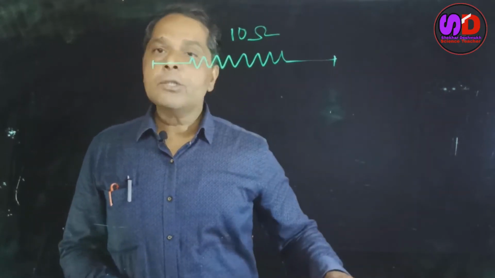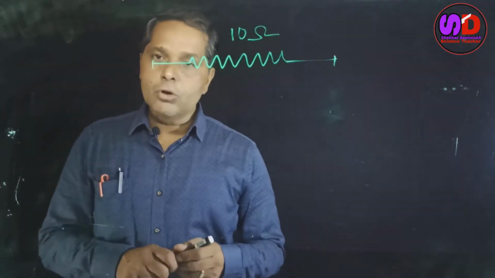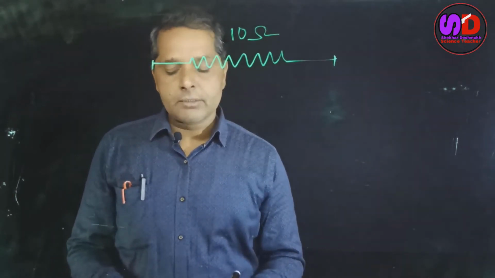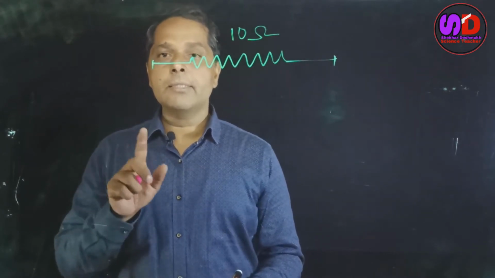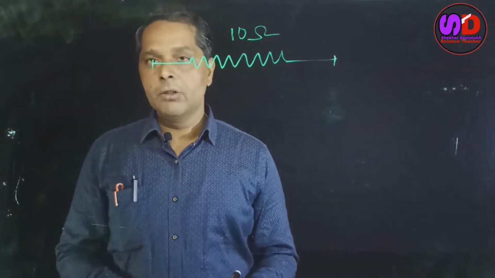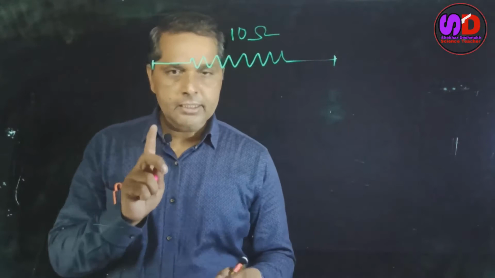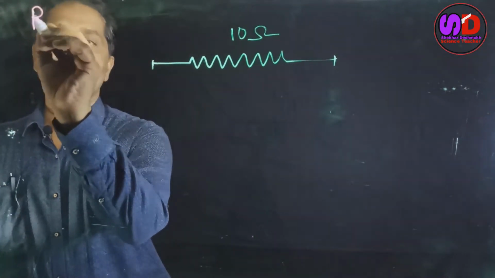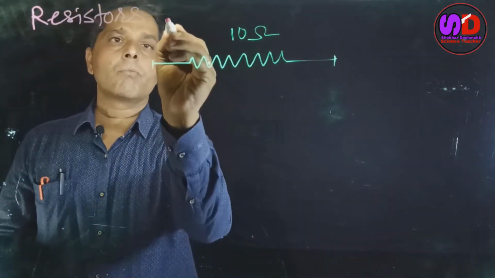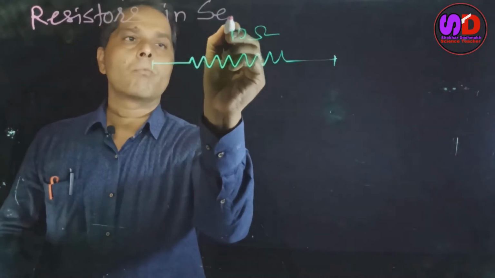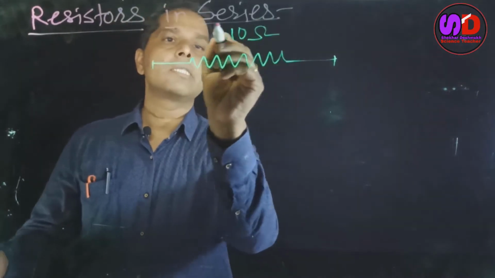So what are these combinations that we are going to see today? There are two main types of combinations: resistors in series and resistors in parallel. So let us discuss one by one. First, resistors in series combination.